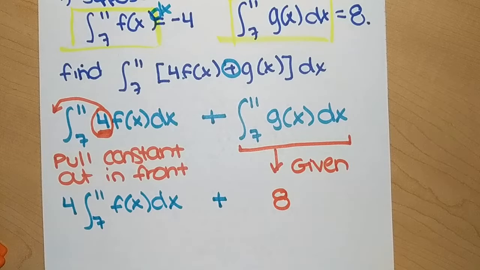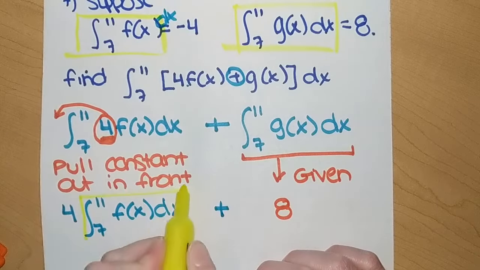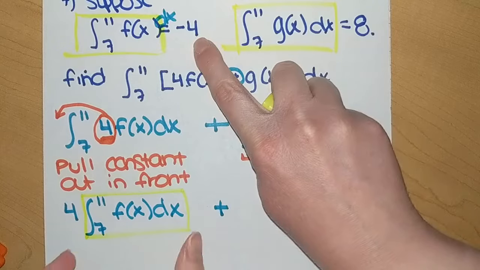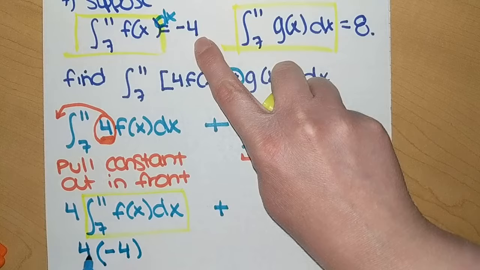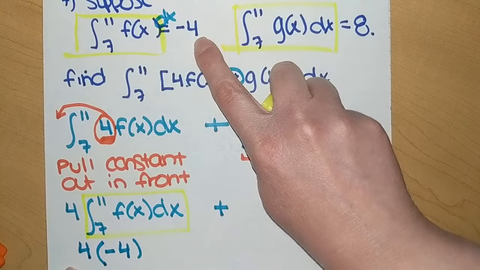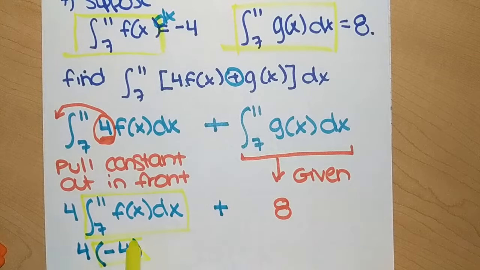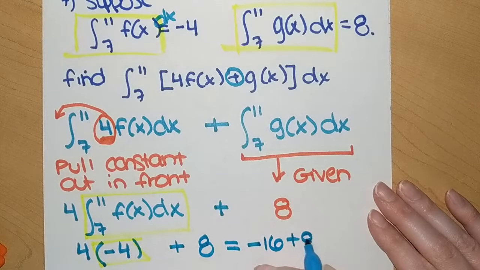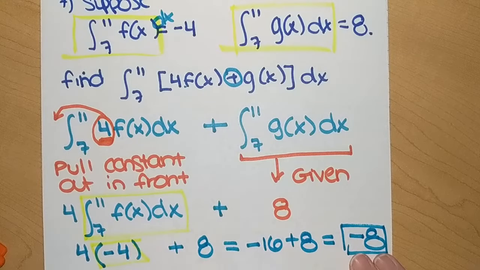All right, and by the same token, we can now use the fact that this 7 to 11 integral is given to be negative 4. So we can substitute in that this 7 to 11 integral is negative 4, and then we still have the 4 that we pulled out in front. So again, this integral is getting replaced with the negative 4. You will have 4 times negative 4 plus 8, so you just have negative 16 plus 8, which gives you negative 8. So your final answer would be negative 8.